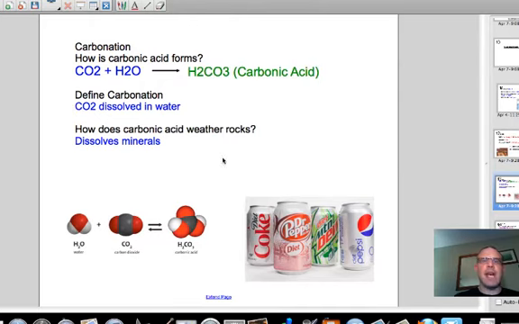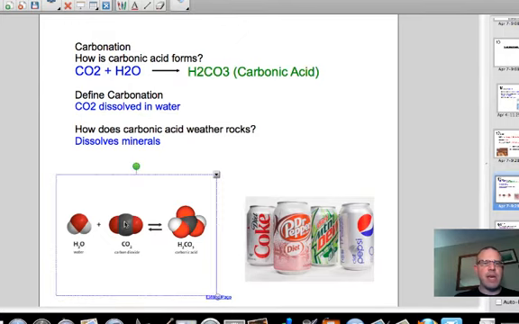So what can carbonic acid do to rocks? Well, it can dissolve minerals. Think about the picture with the teeth and the dental problems that people had because of the carbonic acid from the excessive amounts of soda that people drank. And right here we have a more molecular diagram of what's happening with carbonic acid. We have water, we have our carbon dioxide, and we're forming our carbonic acid here.